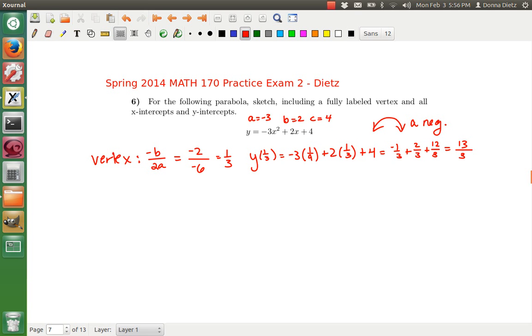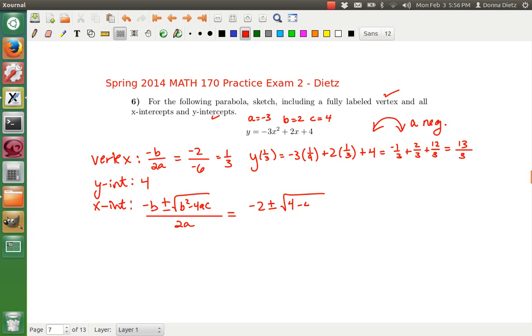Okay, the y-intercept, let's see, what do we need? We need the vertex, we got that. X-intercepts and y-intercepts. Y-intercept is free, is 4. It's just whatever c is, so that was easy. And the x-intercepts, we use the quadratic formula. So minus b plus and minus square root b squared minus 4ac. If you do not have this memorized, put it on your 3x5 card. You need it. You absolutely need it. Okay, minus b plus or minus square root of b squared minus 4ac.